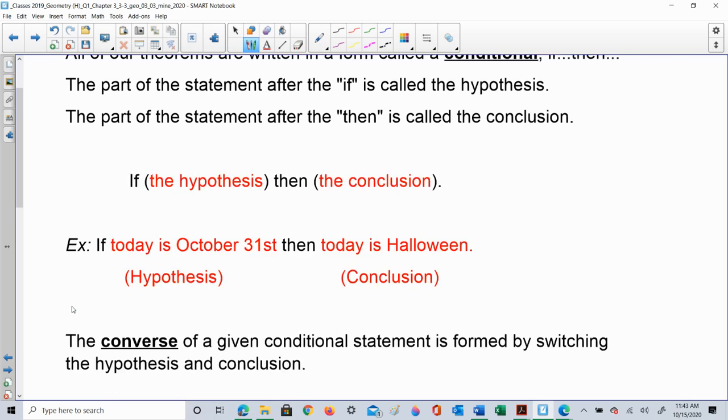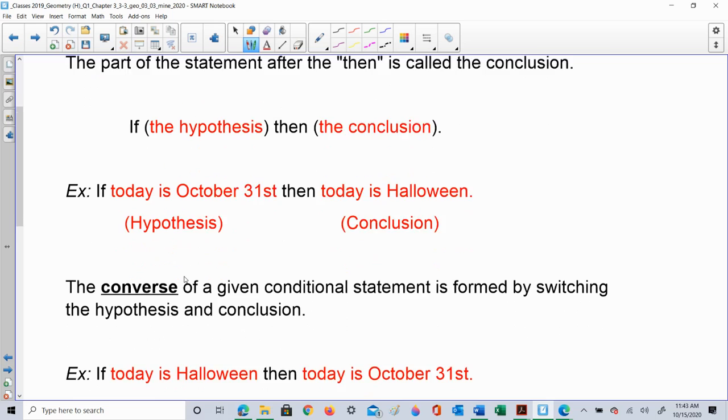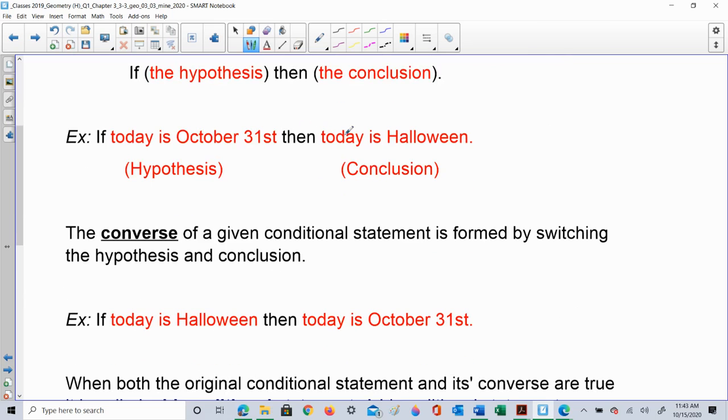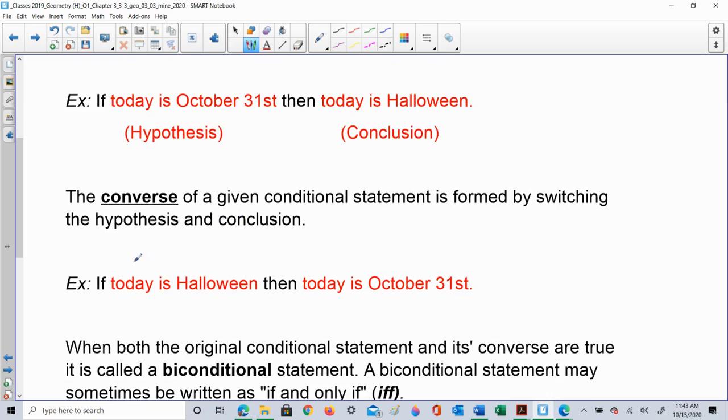The converse of a given conditional is formed by switching the hypothesis and conclusion. So if I put today is Halloween here first, today is October 31st after then, I get if today is Halloween, then today is October 31st. That is also a true statement. So both pieces are true, the statement that we made and its converse.